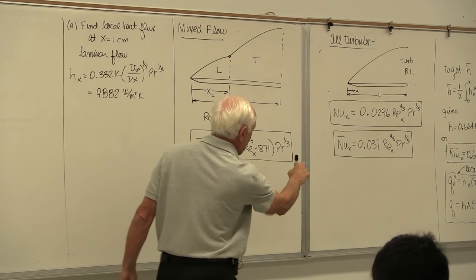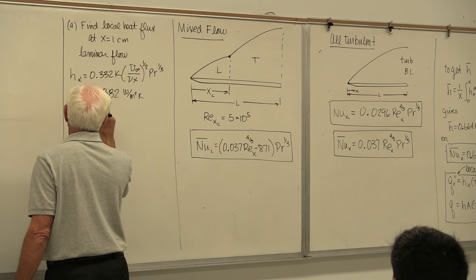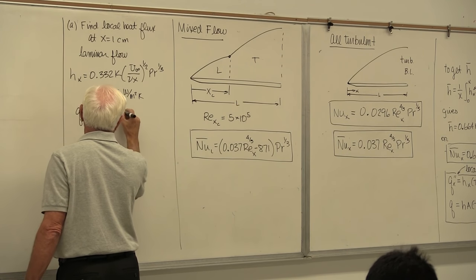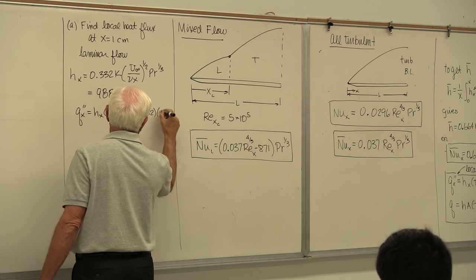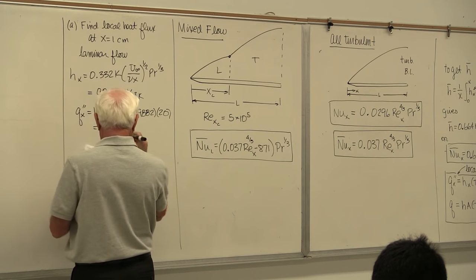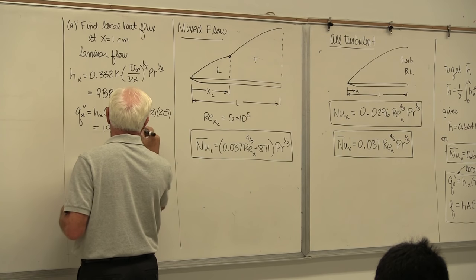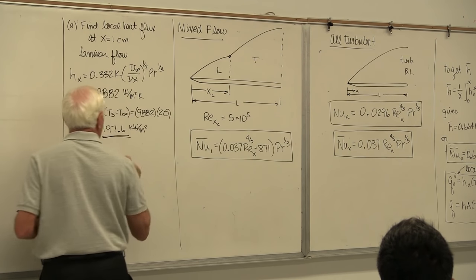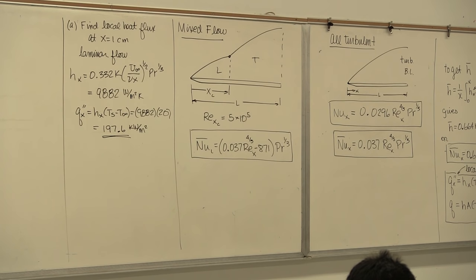I want the heat flux. There's the boxed equation, q double prime x. And that gives me 197.6 kilowatts per square meter. That's called the local heat flux. That means that heat flux, I'll put my finger on it, right there. At that point, right there, the heat flux is that number.